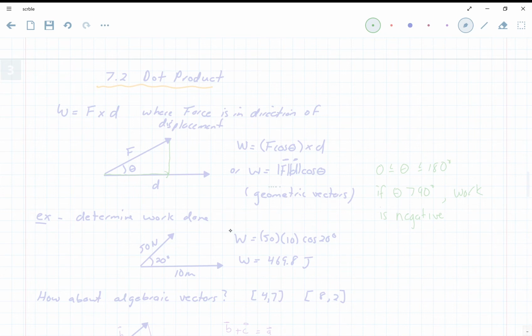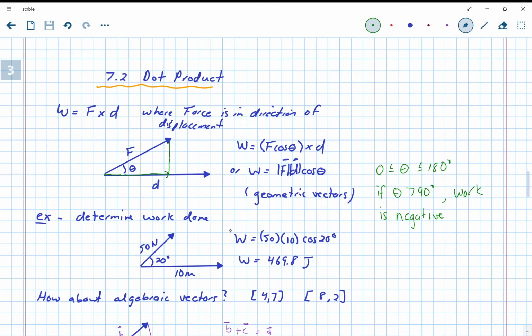Okay, and just writing it differently, work is equal to the magnitude of force times the magnitude of displacement times cos theta. And this is for geometric vectors. Just a couple notes here. The angle must be between 0 and 180 degrees. And also, if theta is greater than 90 degrees, that means that the work is negative.